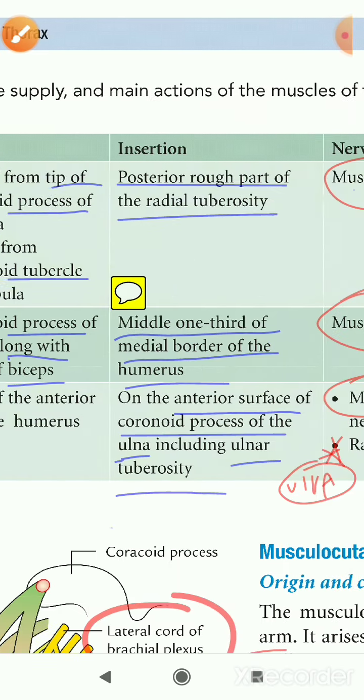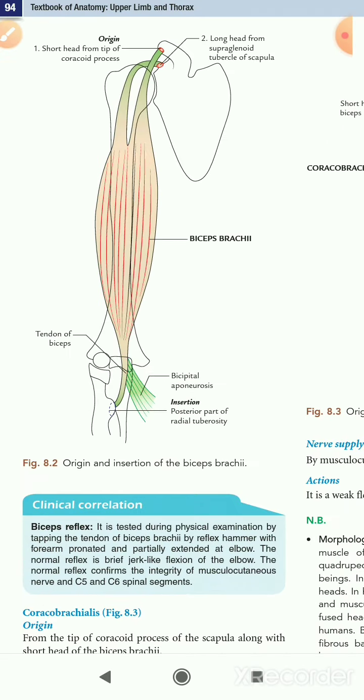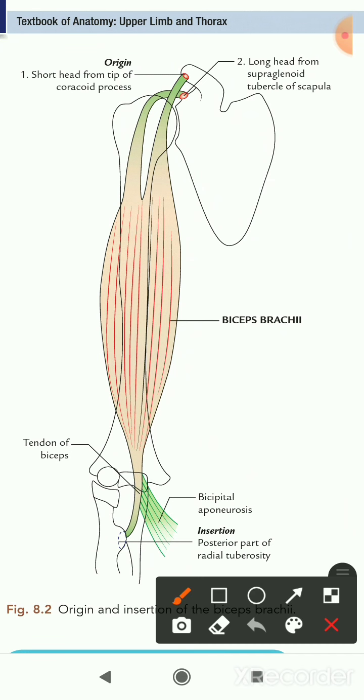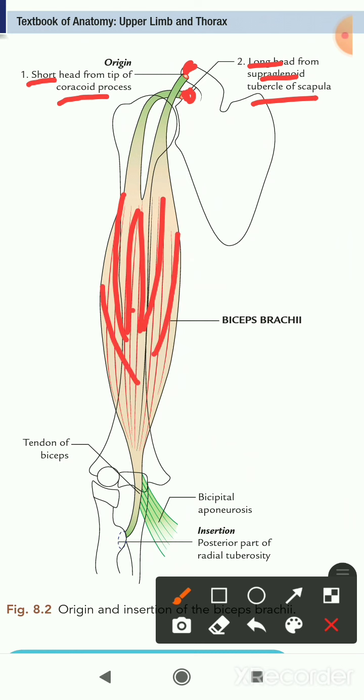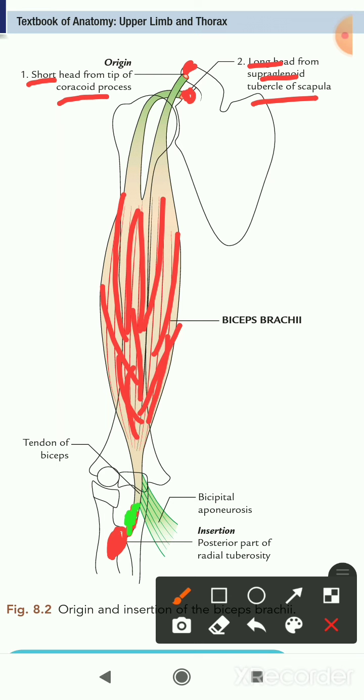So let's see what it looks like. This is the biceps brachii muscle. Look at that, it has two heads: the short head originating from the tip of the coracoid process of the scapula, and the long head arising from the supraglenoid tubercle of the scapula. This is the supraglenoid tubercle. After arising, they pass through the anterior compartment of the humerus and are ultimately inserted in the posterior part of the radial tuberosity. Here it is inserted.